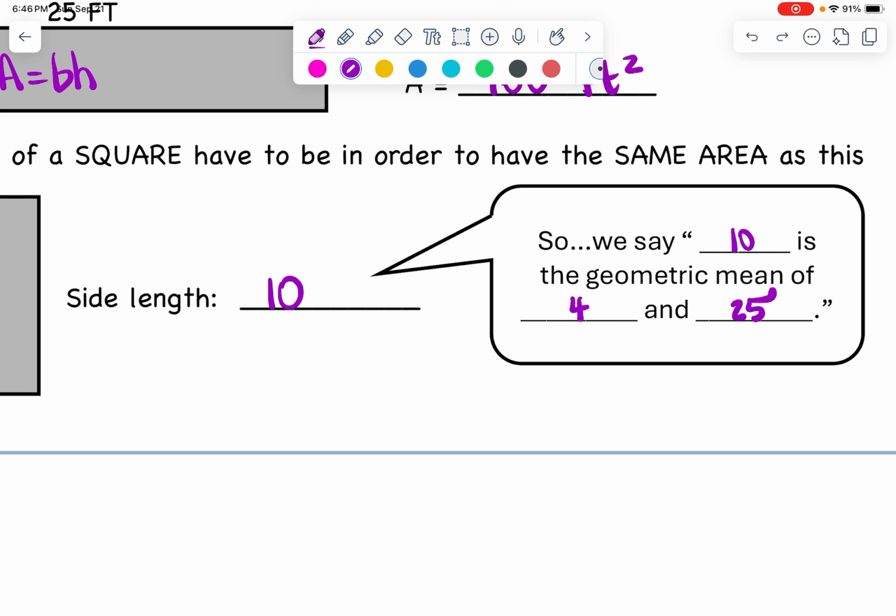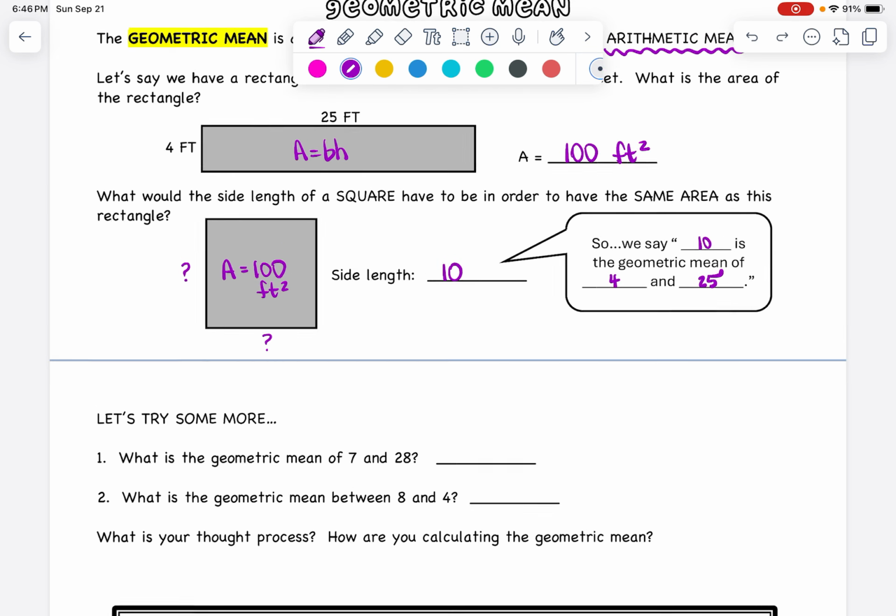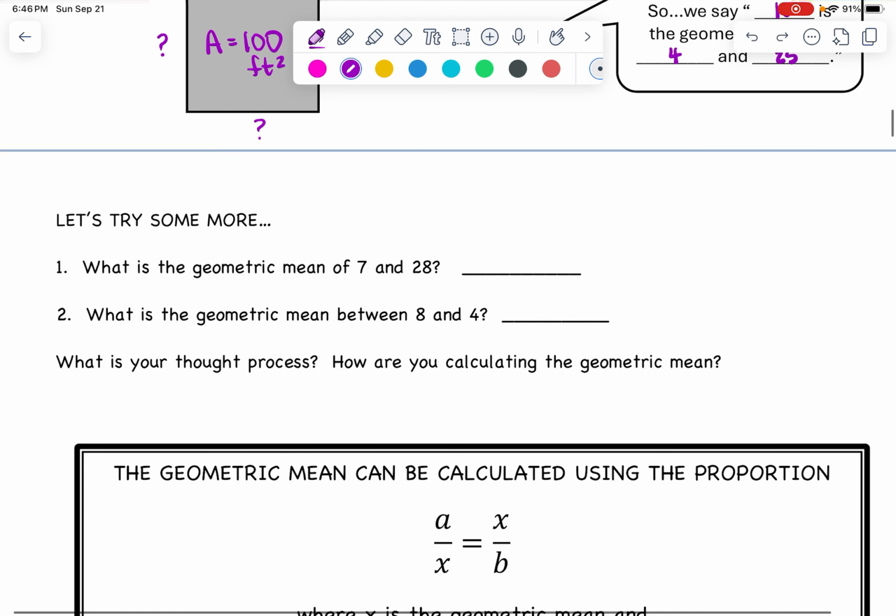Isn't that weird? It's kind of crazy. Do you notice how 10 is a number between 4 and 25? But it's not the arithmetic mean, right? It's the geometric mean, okay? All right, so let's just do a couple more really quick.